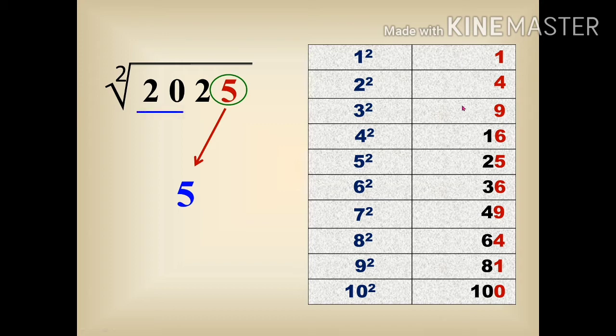The third step is to find in which range this number 20 falls in the tabular column. So here the number 20 falls between the range 16 and 25, right? We have to take only the lowest range. The lowest range is 16. The corresponding square root is 4. So let us write the answer 4. So now the square root of the number 2025 is 45.